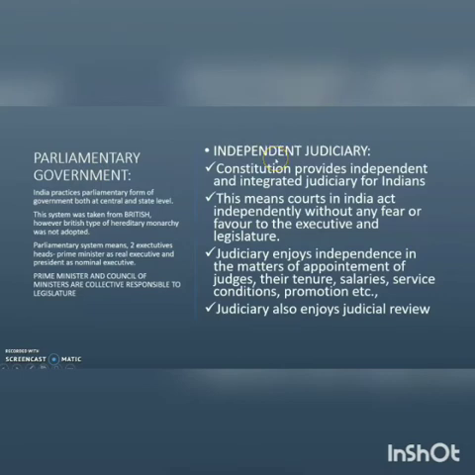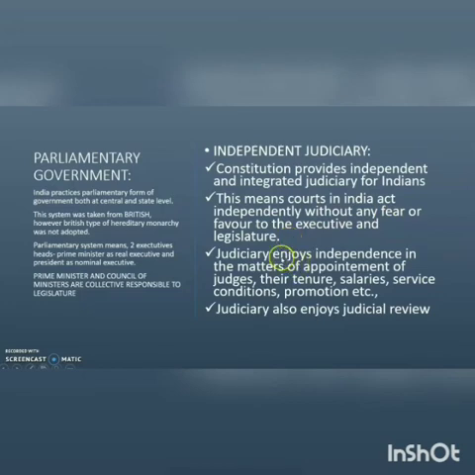Now, the Constitution also provides an independent judiciary. What is independent judiciary? Everyone knows the meaning of judiciary. Judiciary is nothing but the court. The court has to be free, fair, and impartial. The court has to deliver justice in a free, fair, and impartial manner. It should not function with fear or favor, either to the legislature or to the executive.